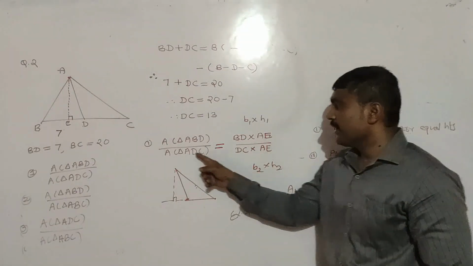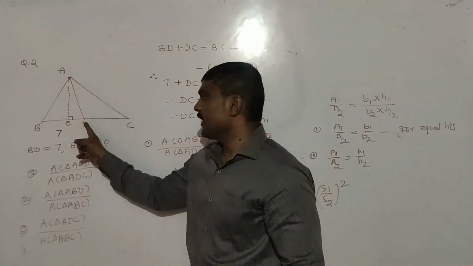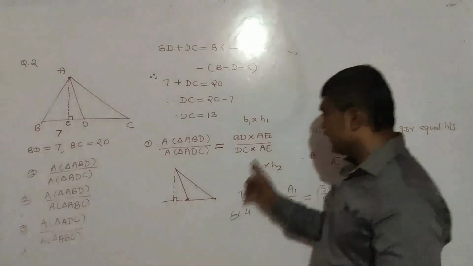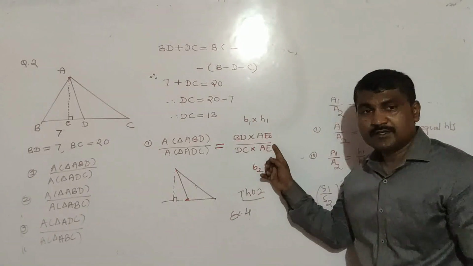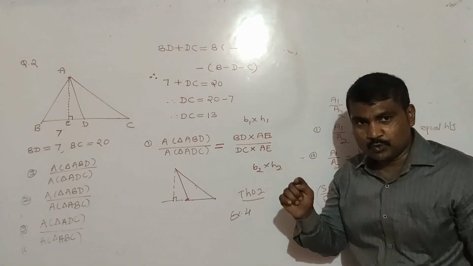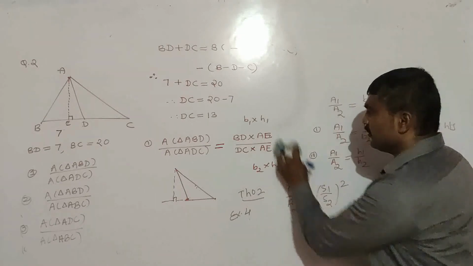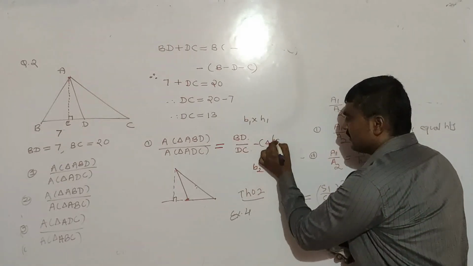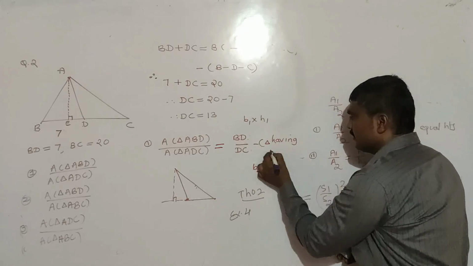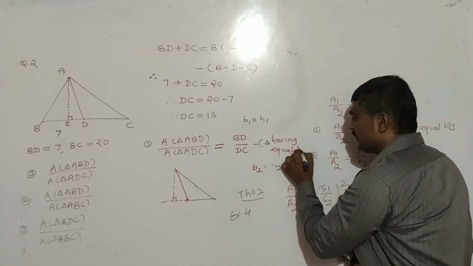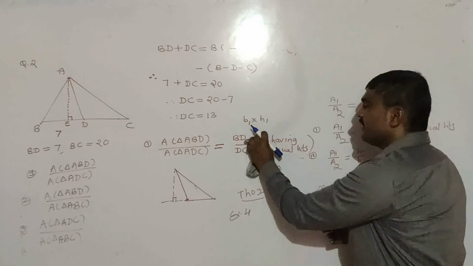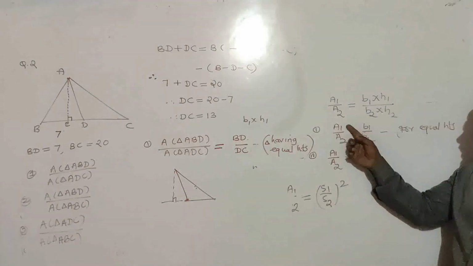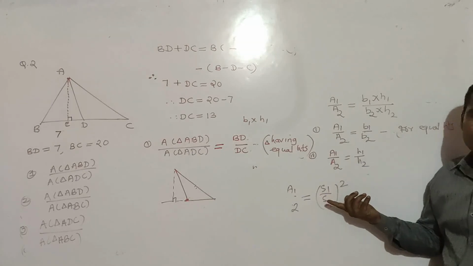For triangle ADC, DC is the base, AE is the height. You can check here. AE is same common. That means given two triangles having equal height, na. So you can directly write by writing this: triangles having equal heights. If two triangles having equal heights, then there is no need to write height there. We have formula A1 upon A2 is equal to B1 upon B2 there directly.